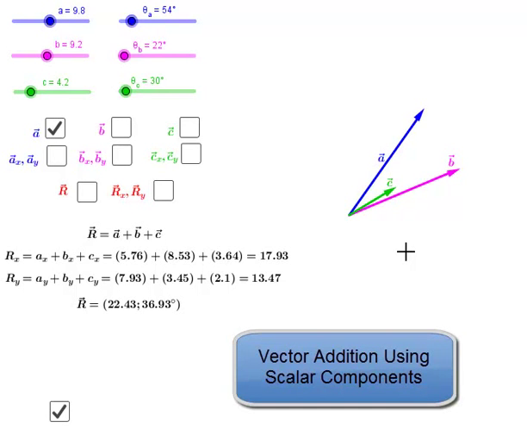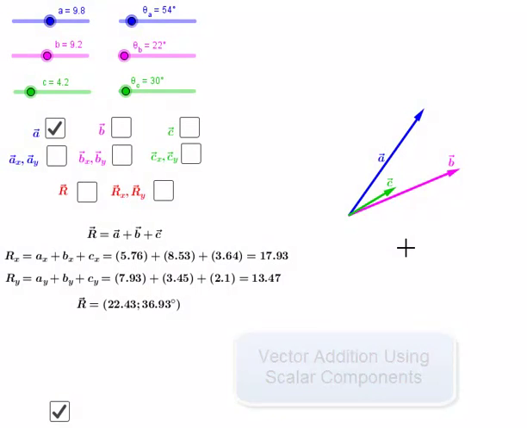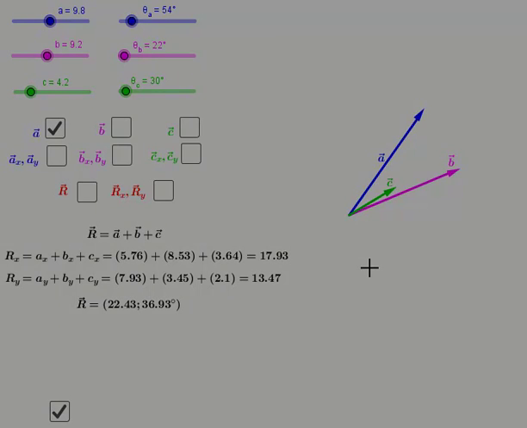Okay, so now we are ready to look at vector addition using scalar components. This is the method we will use to actually carry out calculations. This method comprises three main steps.